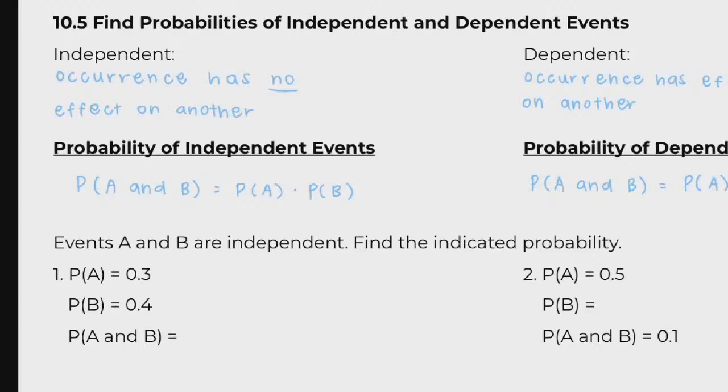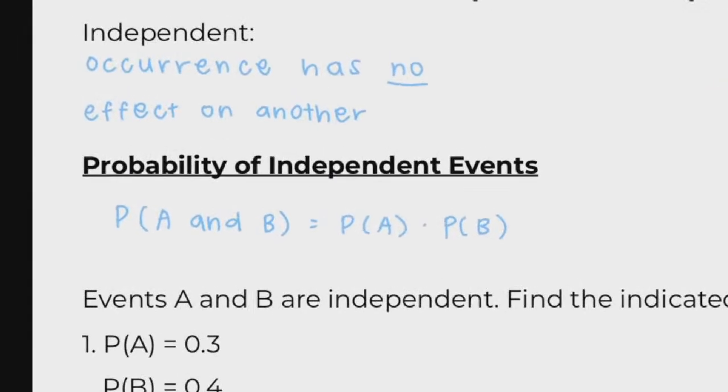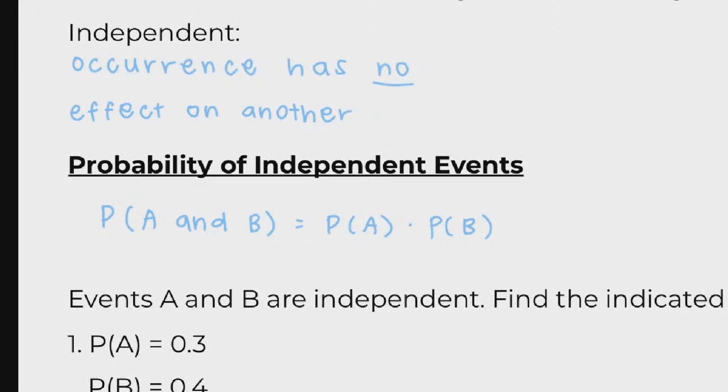Hello, today I'll be going over 10.5, which is find probabilities of independent and dependent events. So let's first go over some definitions. Independent means that the occurrence has no effect on another. So the probability of independent events is probability of A and B is probability of A times probability of B.